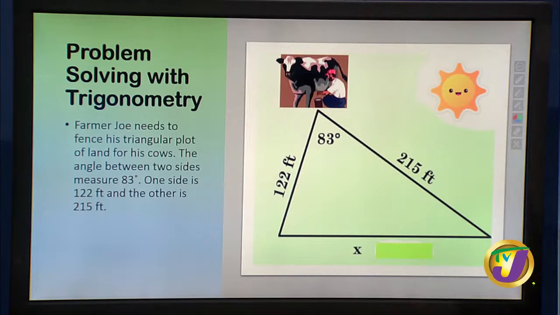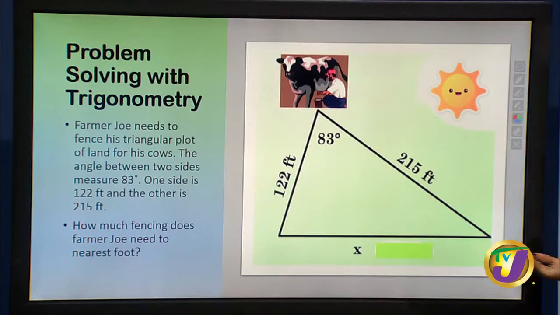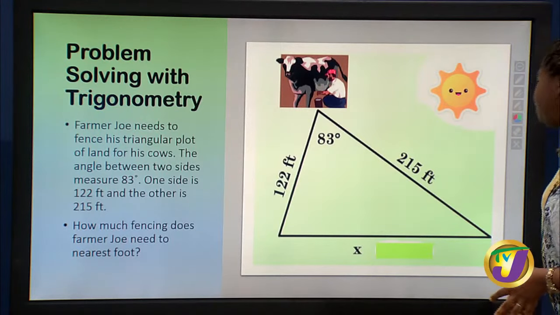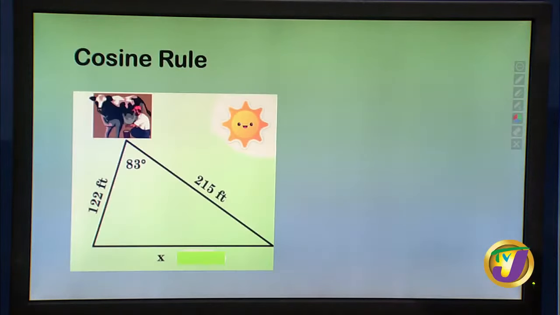All right, so let's see. The question says, how much fencing does Farmer Joe need to the nearest foot? For here, x. So let's do the working. And it also asks for the area of the plot of land. Oh, it's a cosine rule.